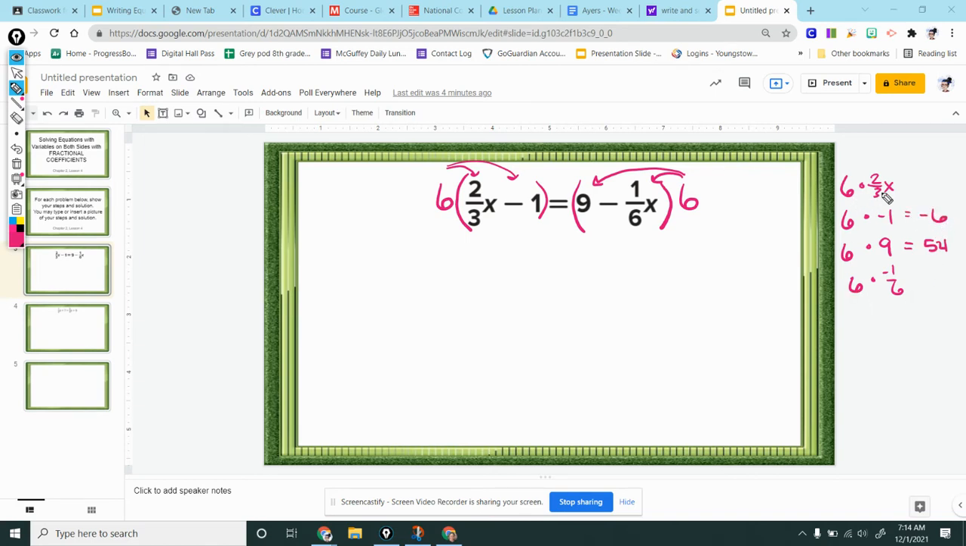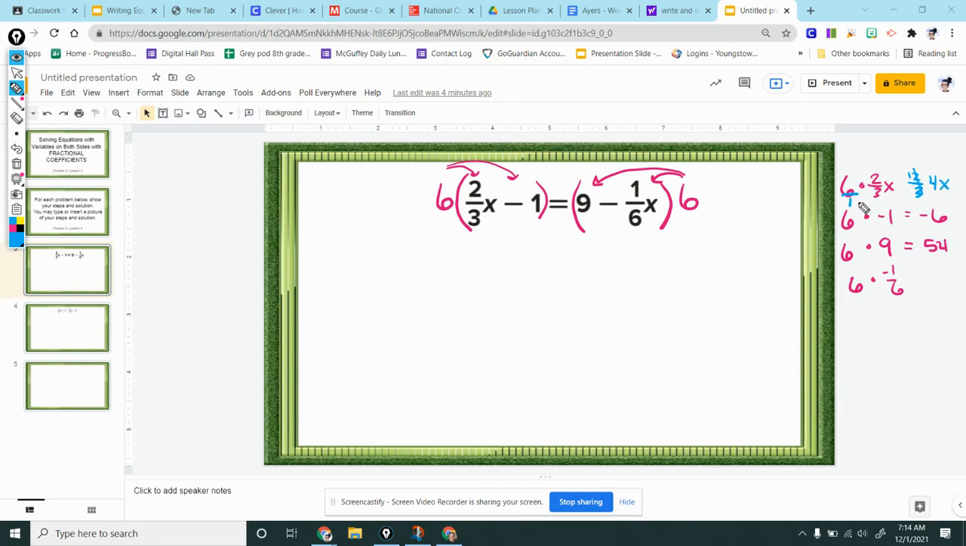Now, if I am multiplying by a fraction, for me, it is easier to turn 6 into a fraction. How do I turn 6 into a fraction? Well, I divide it by 1. So personally, that's how I'm going to do it. You can do it however you want. 6 times 2 is 12. 1 times 3 is 3. That's 12/3, which simplifies to 4x.